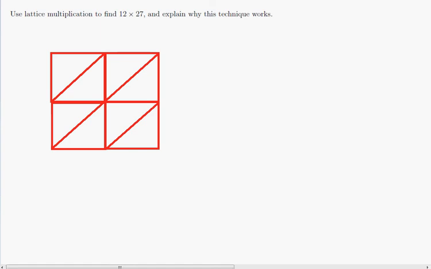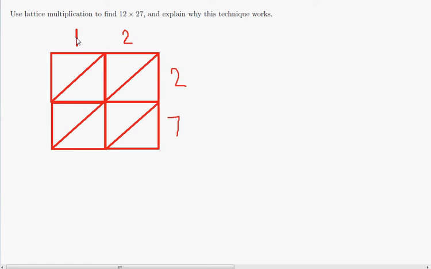Use lattice multiplication to find 12 times 27 and explain why this technique works. Okay, so to do the technique, we'll have 12 up here and 27 down here. Okay, and then what we're going to do inside is write down all the products.